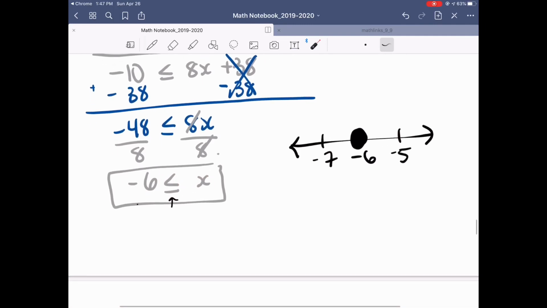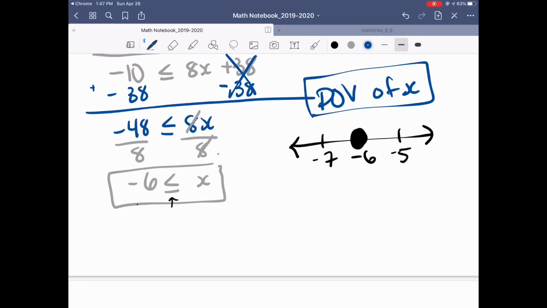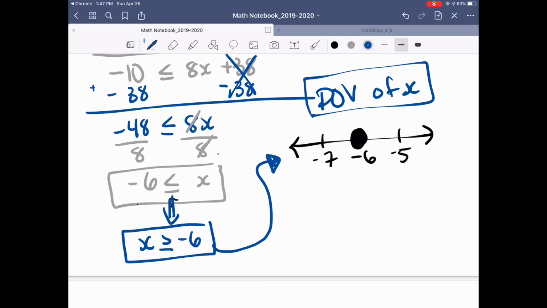The way that you read this is in terms of the negative 6. But your number line is always in the point of view of x. So you're always wanting to do point of view of x on the number line. If I rewrote this to be in the point of view of x, I would say that if I read it backwards, x has to be greater than or equal to negative 6. And this is what you want to plot on your number line. So you want to make sure that the arrow represents the point of view of x.